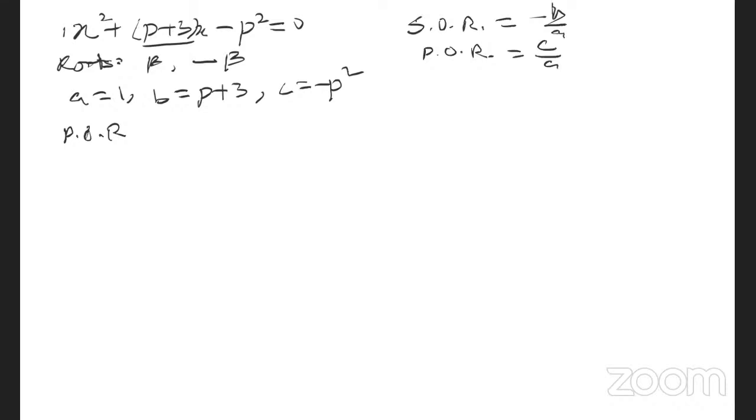You want to find the product of roots, so c over a, where c is minus b squared, over 1. Product means this times this, so beta times negative beta equals negative beta squared. If you just do it like that, you cannot get an answer. That's why the question is very interesting.